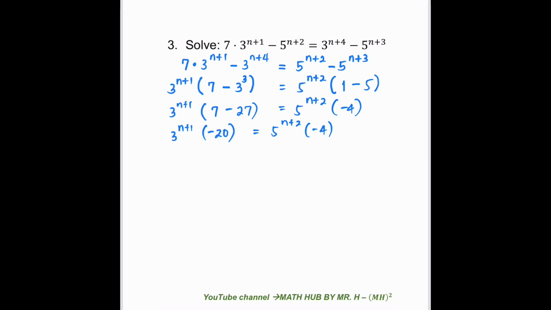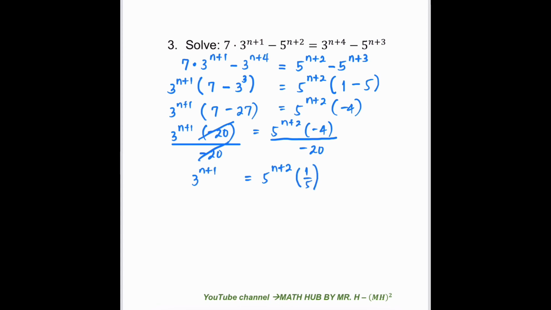Okay? So say for example, we divide both sides here by negative 20. Negative 20 divided by negative 20 is positive 1. So basically the left hand side will have 3 to the power of n plus 1 equals 5 to the power of n plus 2. Negative 4 divided by negative 20 is equal to 1 over 5.